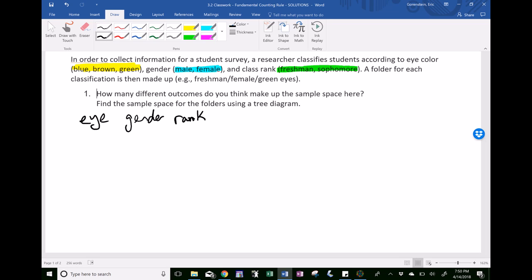Well, for eye color, we have 3 options. For gender, we have 2 options. And for class rank, we have 2 options. Now, the fundamental counting rule says, if you want to count the number of sequences in a multi-step counting process, you can count the number of options at each individual step and then multiply them out. Find the product of the individual values. So in this case, 3 times 2 times 2 is 12. Now let's just make sure that that actually works.